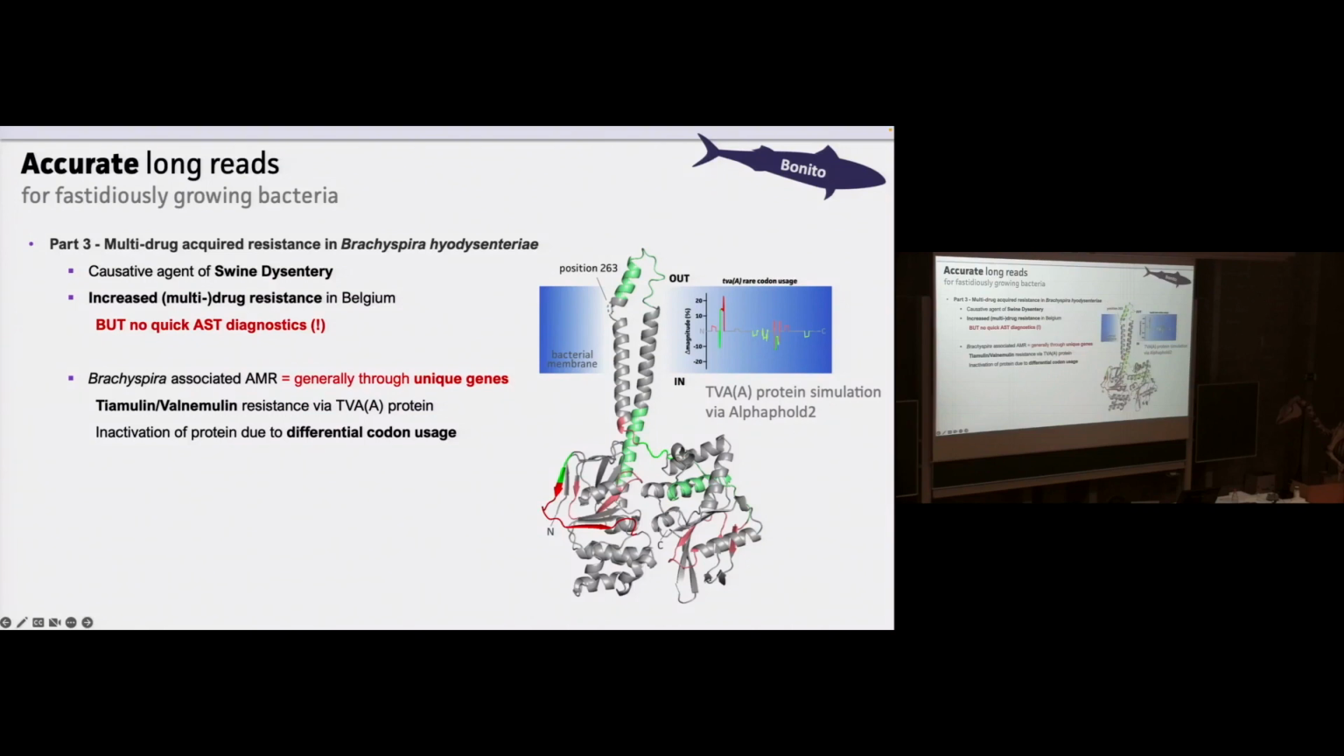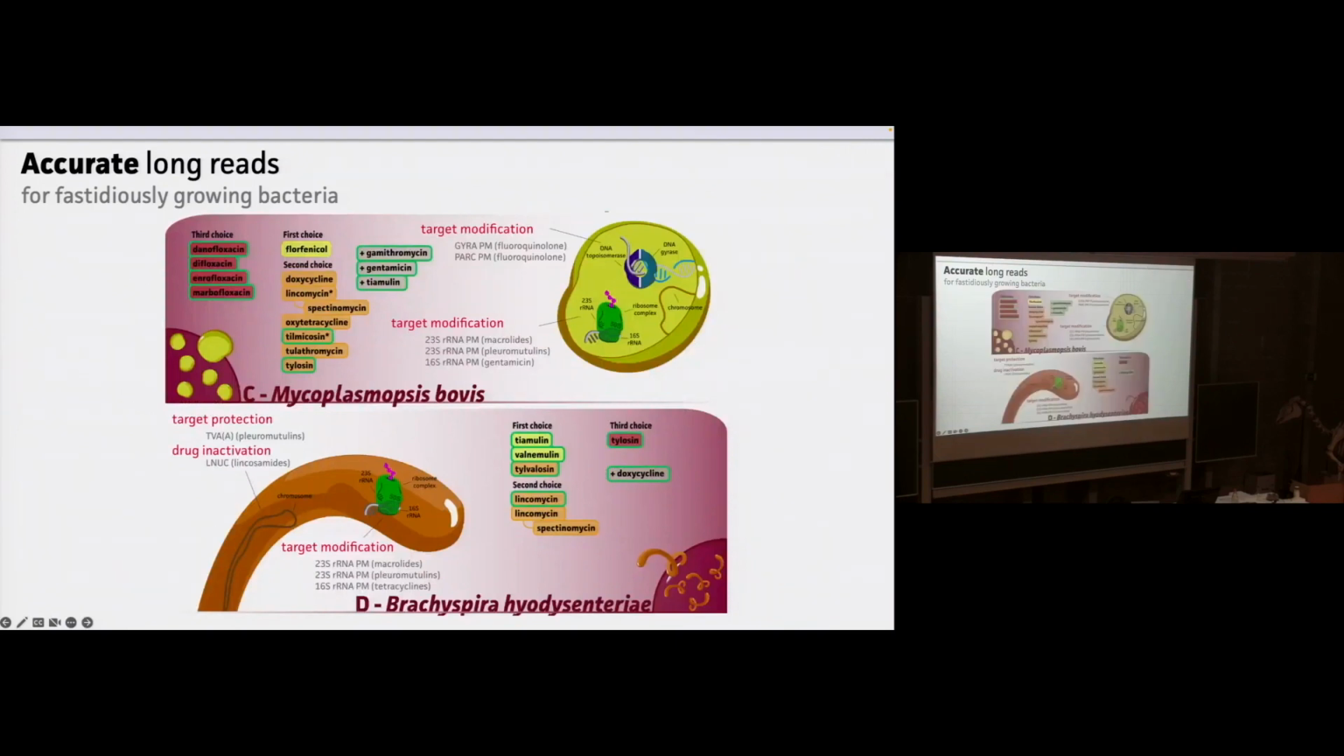Now, the interesting story there is that presence of a gene does not always mean that they are really resistant, because some mutations inside these genes might also mean that they are considered inactive. And that's exactly what we saw with this specific tiamulin and valnemulin resistance gene in Brachyspira hyodysenteriae. As well, we didn't do this for only 1 antibiotic, but we did it for multiple, and these are all the results that we obtained for both Mycoplasmopsis and Brachyspira hyodysenteriae.